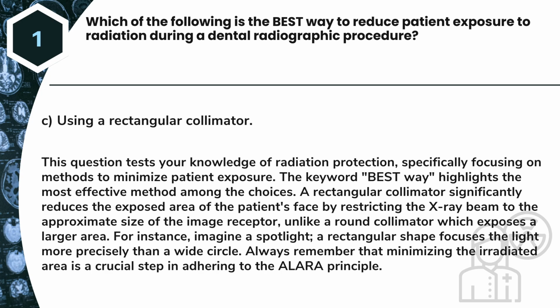Answer, C. Using a rectangular collimator. This question tests your knowledge of radiation protection, specifically focusing on methods to minimize patient exposure. The keyword best way highlights the most effective method among the choices. A rectangular collimator significantly reduces the exposed area of the patient's face by restricting the X-ray beam to the approximate size of the image receptor, unlike a round collimator which exposes a larger area.